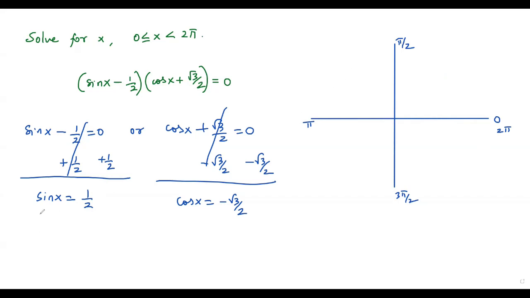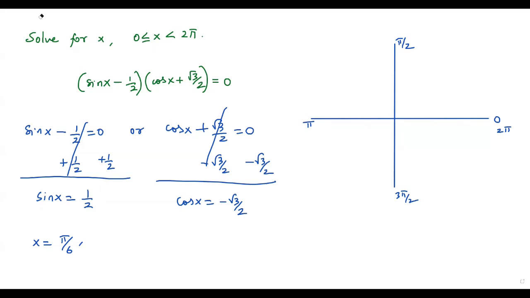Okay, now let me consider the first quadrant. We have to find the angle measure for which the value of sin is 1 half. We can use either a trigonometric ratio table or the unit circle to get the angle measure for which the value of sin is 1 half. So we get pi over 6 in the first quadrant, which is 30 degrees, for which the value of sin is 1 half. So one of the values of x for this equation is pi over 6.